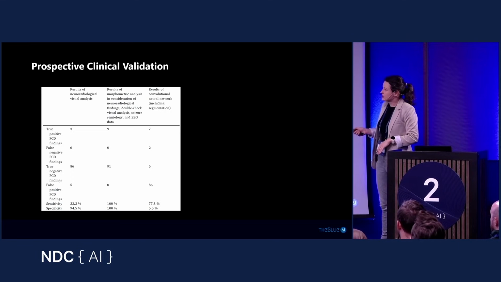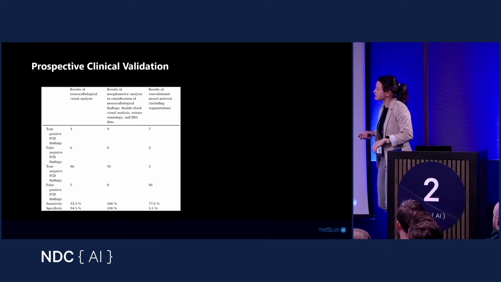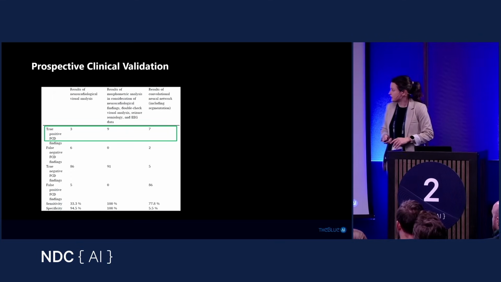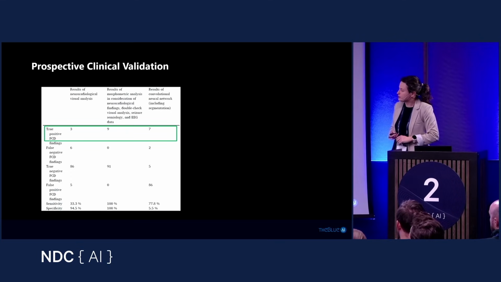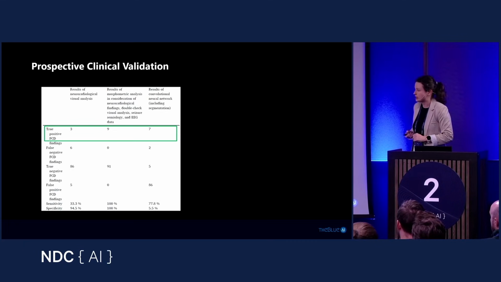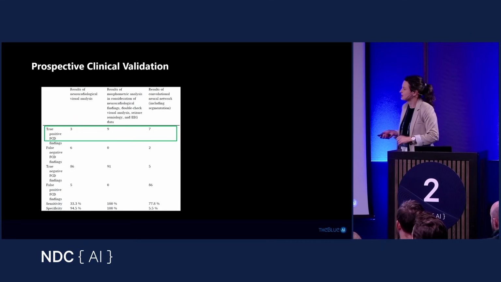On the left-hand side, we had the result of neuroradiologists, so the doctors specialized in analyzing the brains, but not specifically in epilepsy. And on the right, we had our neural network. So if we compare the true positives, we see that there were 9. The doctors were able to recognize 3. Our model was able to recognize 7, which is quite cool.